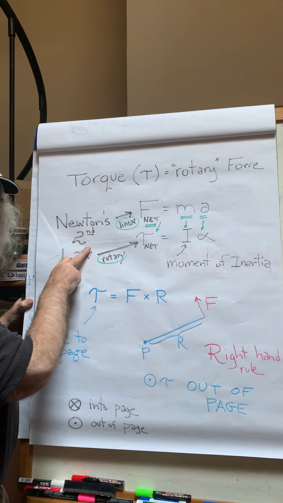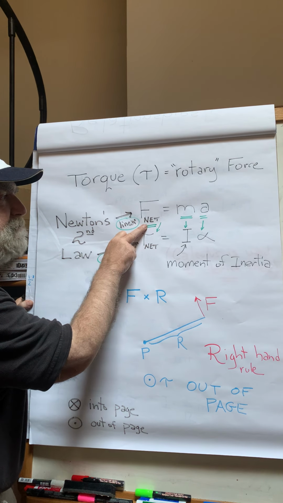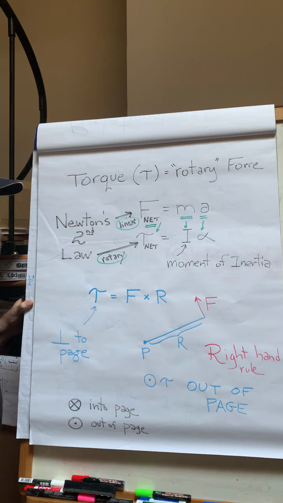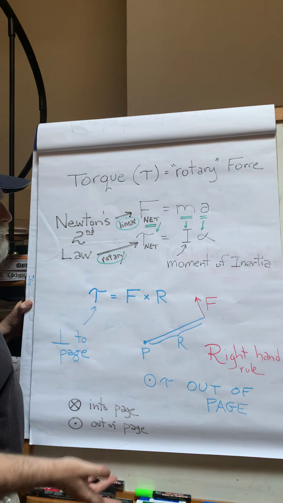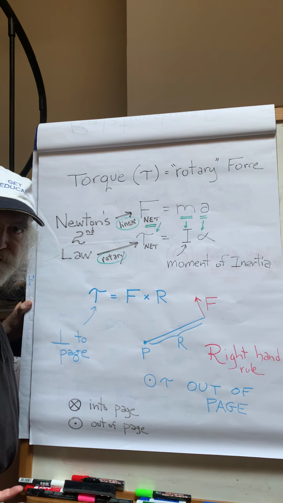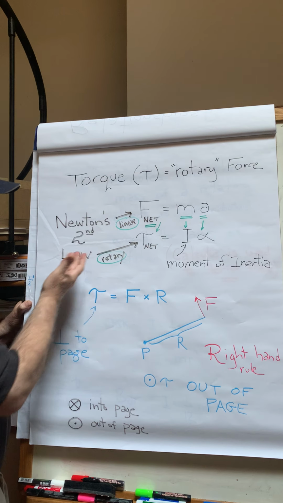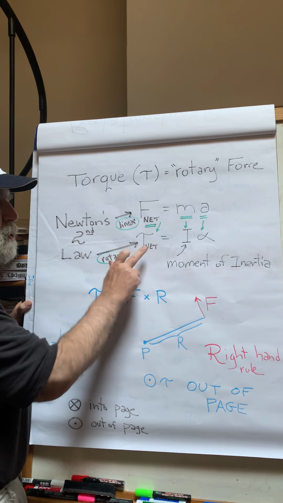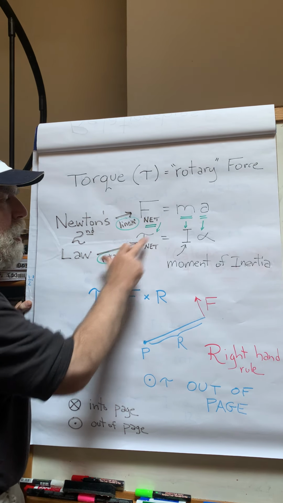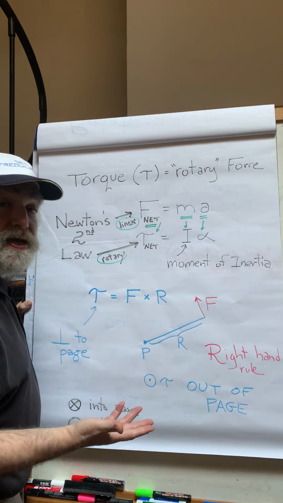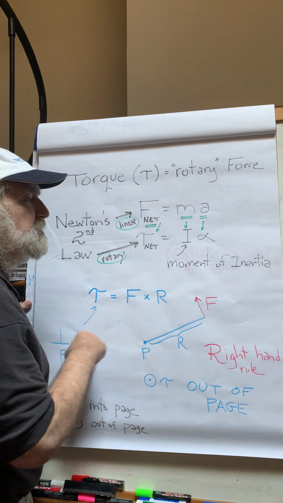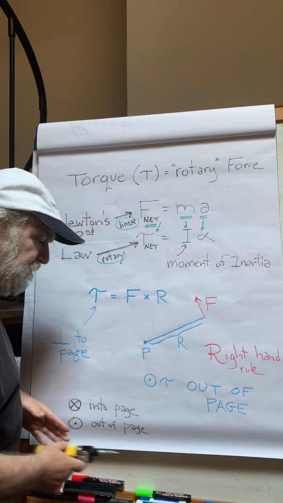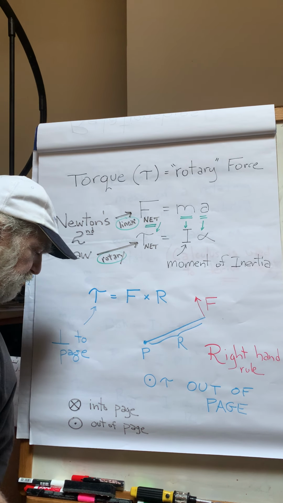So Newton's second law in the linear form says the net force is mass times acceleration. Well, in rotational terms, just like we had the big four, we have a rotational Newton's second law. It's called torque. Torque, which is tau, a T in Greek, is I, which stands for the moment of inertia, times alpha. What the heck is the moment of inertia?